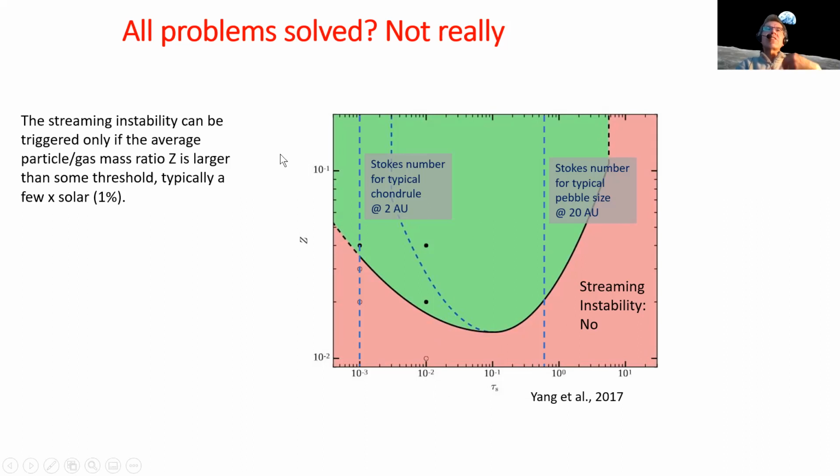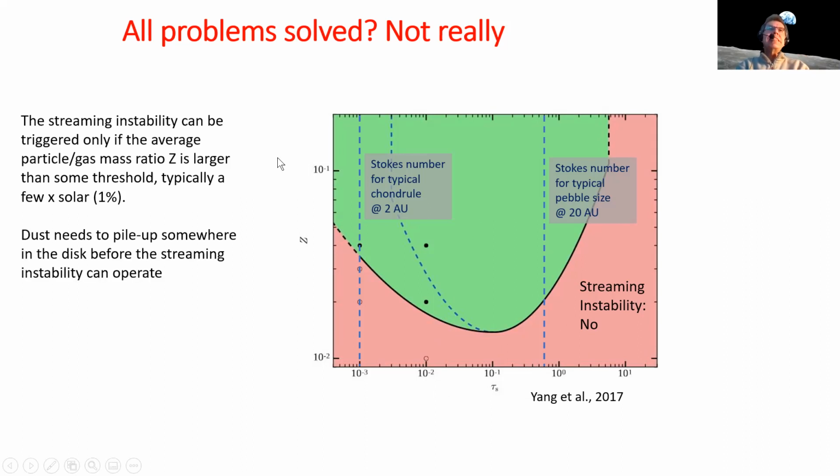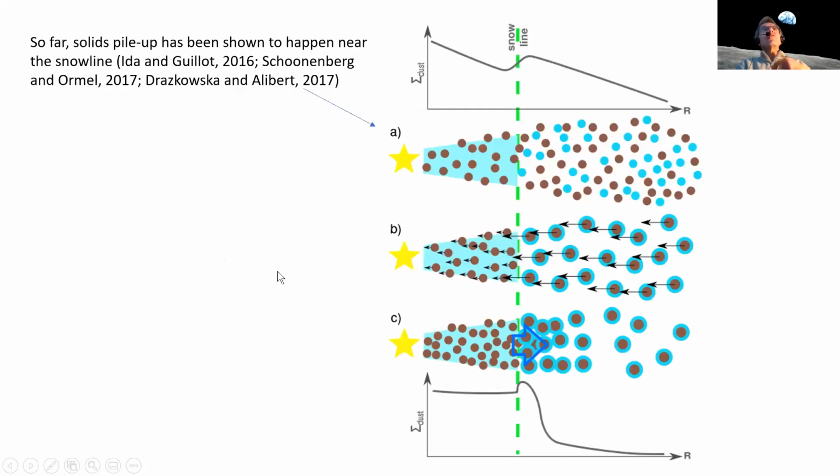So before triggering the streaming instability, the dust needs to pile up somewhere in the disk to locally enhance the dust-to-gas ratio, and only then can the streaming instability operate. Now, so far, the only place in the disk where it's understood that this enrichment in dust can happen, and then trigger the streaming instability, is at the snow line.